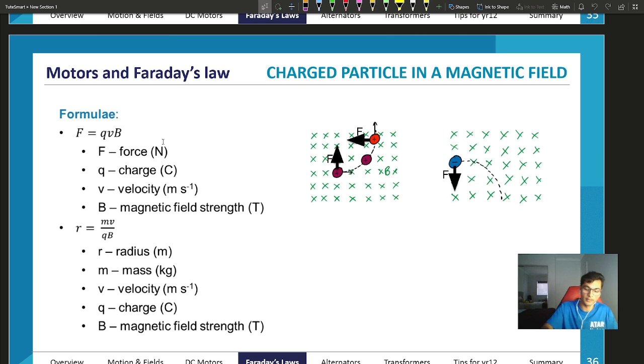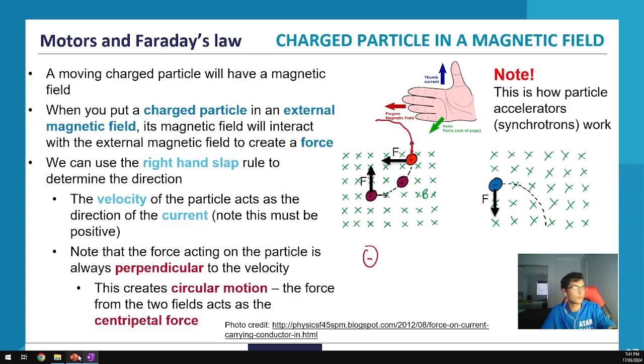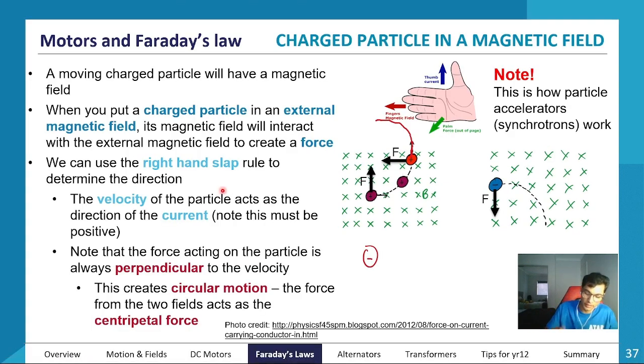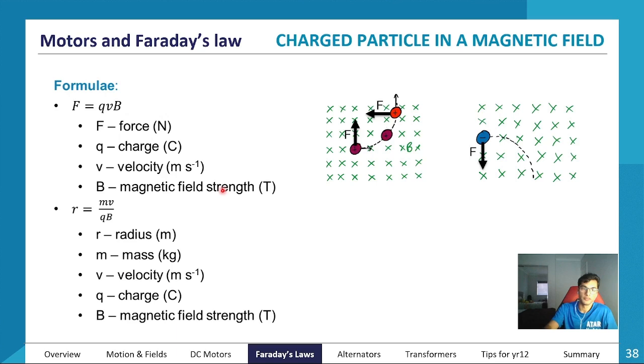Cool. So the electron would travel in a circle. And when things travel in a circle, the electron is going to travel in a circle, and we can use our circular motion formulas.